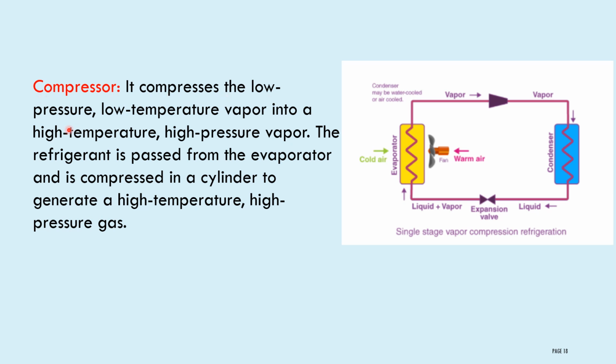The compressor compresses the low pressure, low temperature vapor into a high temperature, high pressure vapor. The refrigerant that passes from the evaporator is compressed in a cylinder to generate high temperature, high pressure gas. The main function of the compressor is to generate high temperature and high pressure gas. With the help of this compressor, the refrigerant will be evenly spread throughout the refrigerator. Then it will make the refrigerator feel cool and maintain the temperature of the refrigerator.